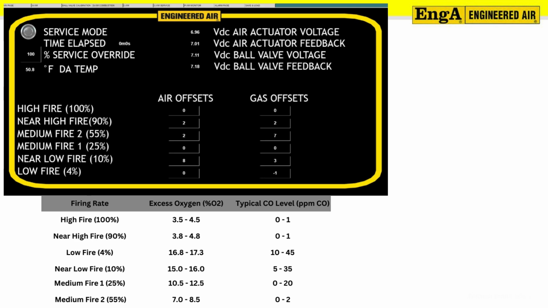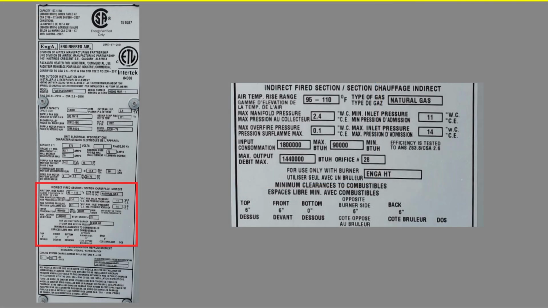To begin, press the service mode button and enter the first service override percentage as 100. Monitor the air and gas valve actuator feedbacks to ensure these figures are relatively stabilized before checking any measured values. Ensure the inlet gas pressure has not dropped below the minimum rated inlet gas pressure listed on the ETL label. If the inlet pressure has dropped below the rating, you'll have to increase the pressure on the inlet gas pressure regulator. Verify that the measured manifold pressure matches what's stated on the label.